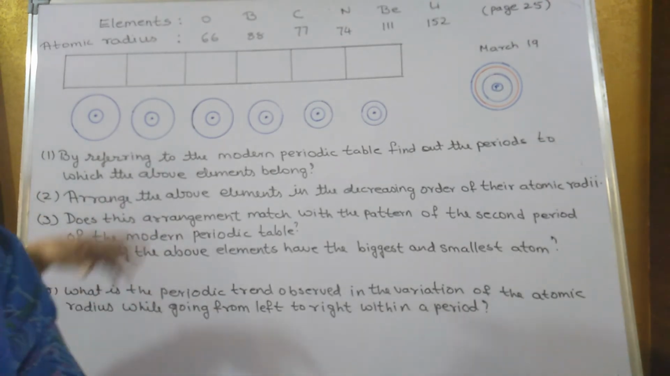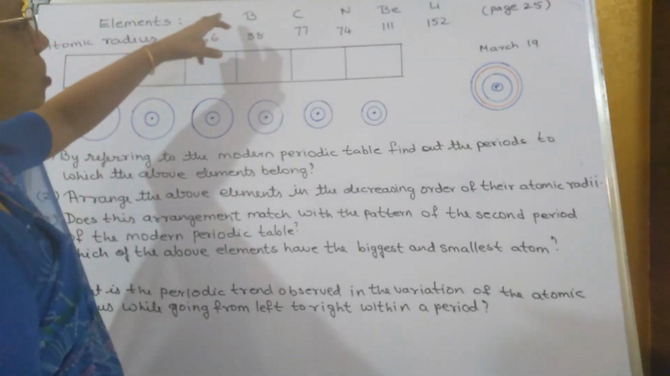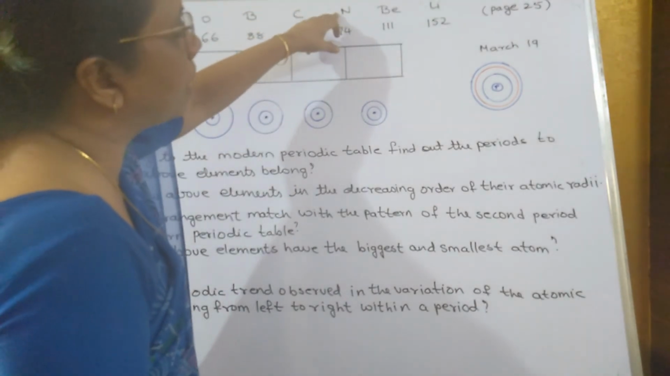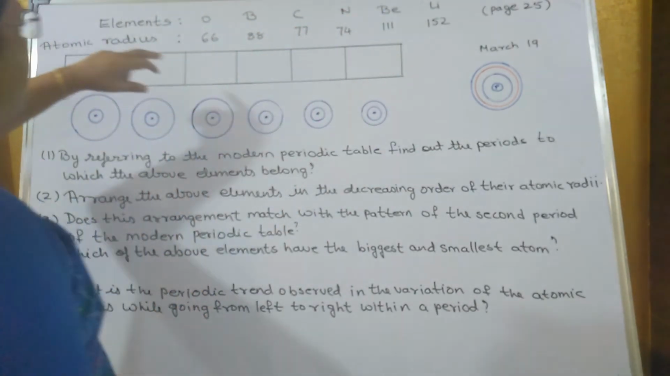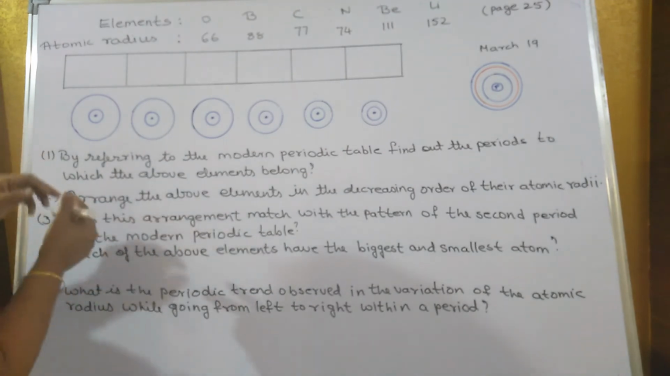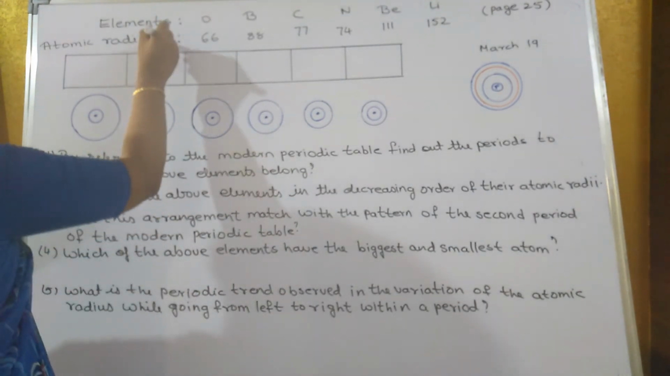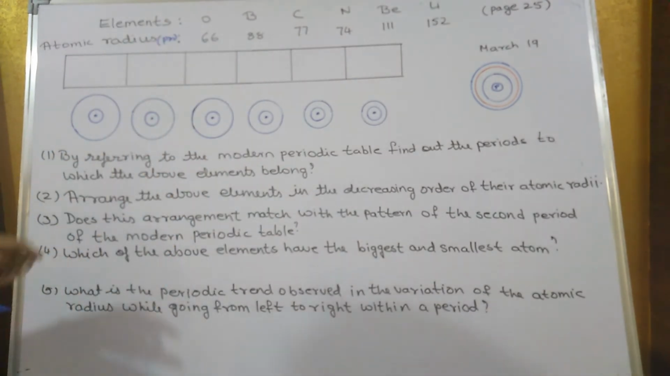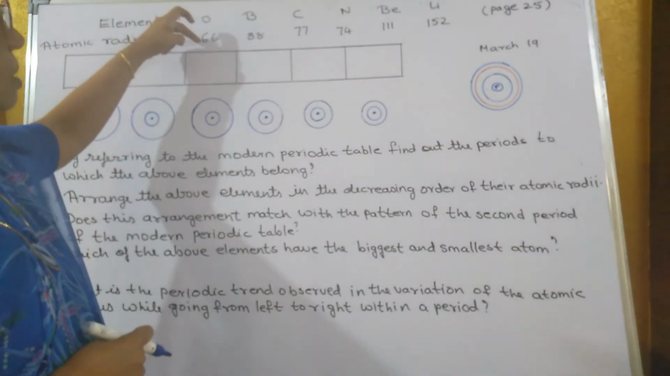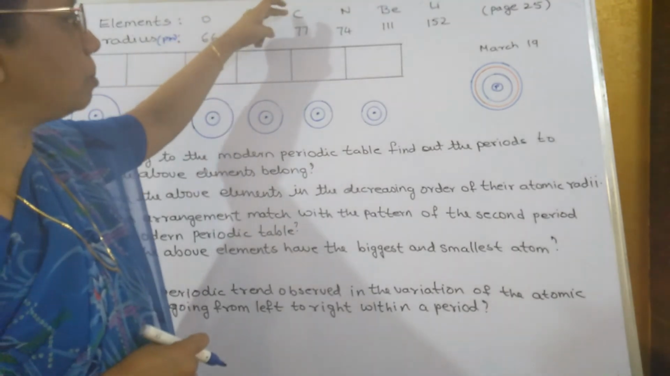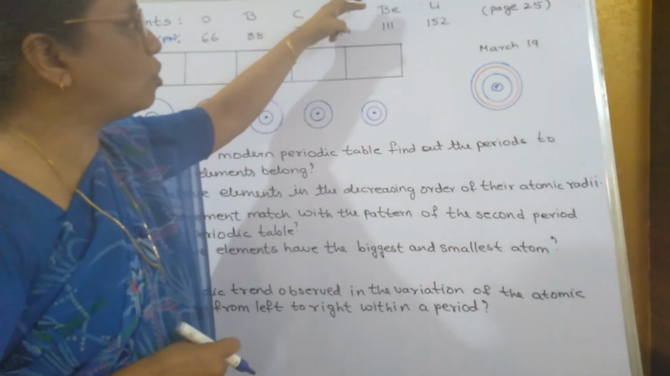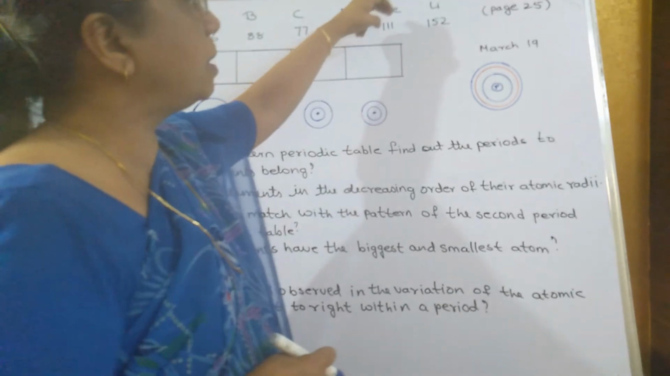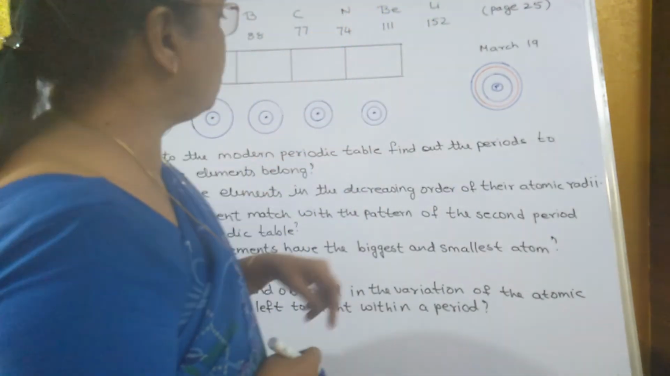Now the elements are oxygen, boron, carbon, nitrogen, beryllium, lithium, and the atomic radius is also given for each particular element, which is in picometer. The atomic radius of oxygen is 66, boron is 88, carbon is 77, nitrogen is 74, beryllium is 111, and lithium is 152.